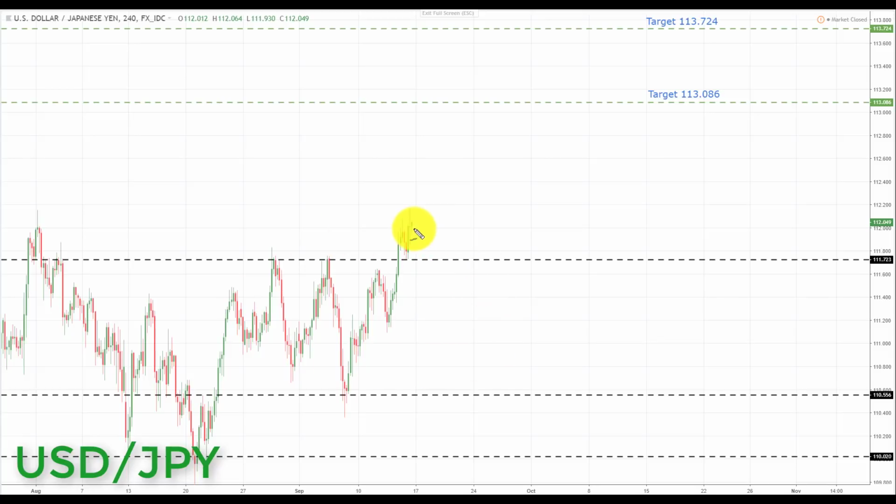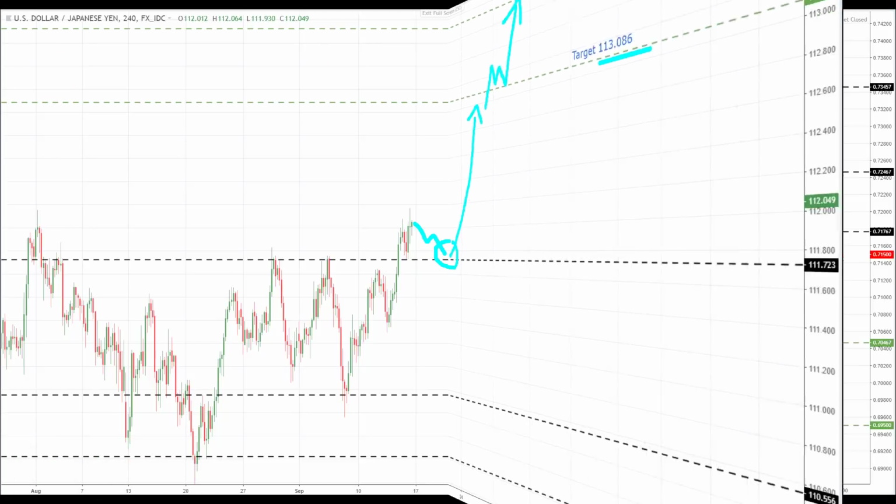So very simply put, as we start the week above the key area of broken resistance turning support at the 111.723, this is going to be a place we can start to look for bullish formations and patterns. And if we get a pullback and a retest, we're going to be looking at initiating longs up towards the next key area of resistance to the upside and the target set at the 113.086. And if we can get a breakthrough here, we're going to be looking up towards the next key area of resistance to the upside and target 2 at the 113.724.